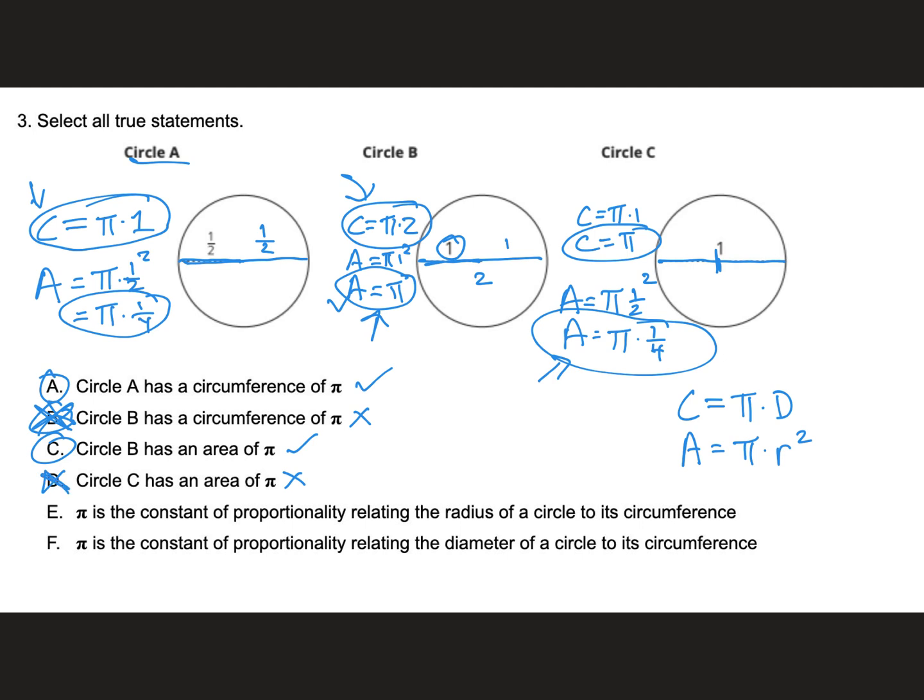And then E, pi is the constant of proportionality relating the radius of a circle to its circumference. This is one of the activities we did in class. Circumference is equal to pi times the diameter. This is my constant of proportionality, pi. So this is not true because it's not the radius, but the diameter. But this last one is true: pi is the constant of proportionality relating the diameter to the circumference. So only A, C, and F are true.